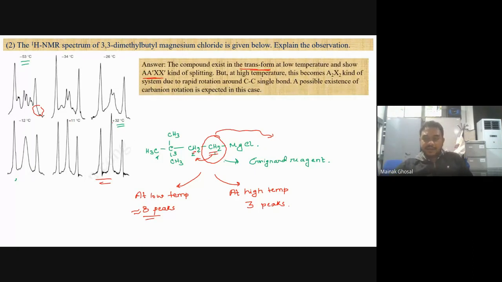The compound exists in the trans form, but at high temperature it becomes an A2X2 kind of system due to rapid rotation around this C-C single bond. So the possible existence of carbanion and rotation is expected in this case. This is the logic behind this kind of spectral pattern that is observed for 3,3-dimethyl butyl magnesium chloride. Is this clear to all?